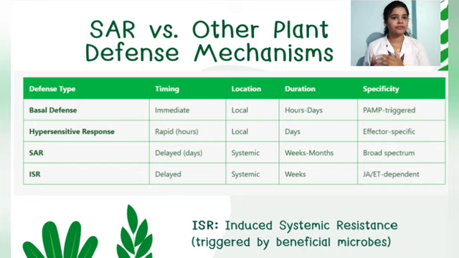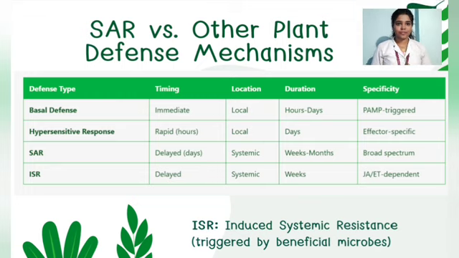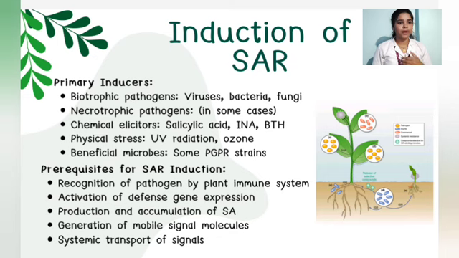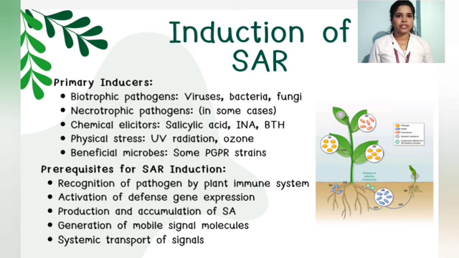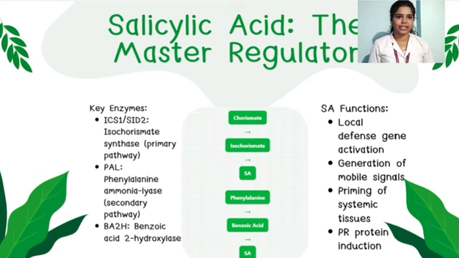Now we compare systemic acquired resistance and other defenses. Systemic acquired resistance is different from ISR. ISR means induced systemic resistance, which is triggered by beneficial microbes. But systemic acquired resistance mainly depends on salicylic acid, while ISR often involves jasmonic acid and ethylene pathways. Systemic acquired resistance can be induced by biotrophic pathogens like viruses and fungi, sometimes by necrotrophic pathogens, by chemical compounds such as salicylic acid and BTH, and even by stresses like UV light or beneficial microbes.